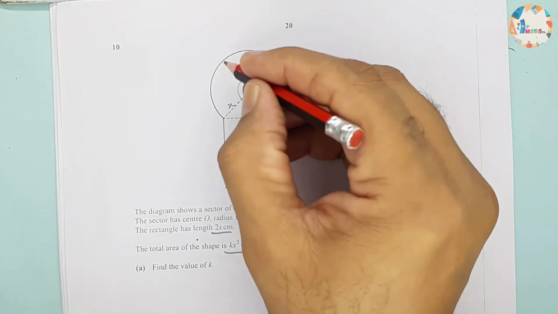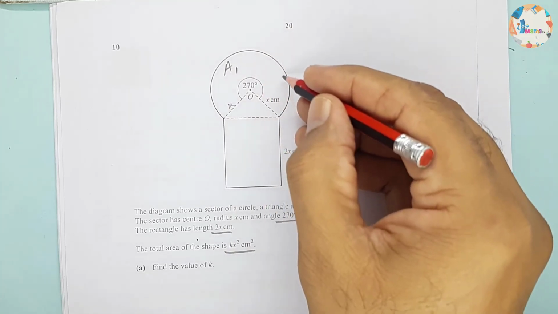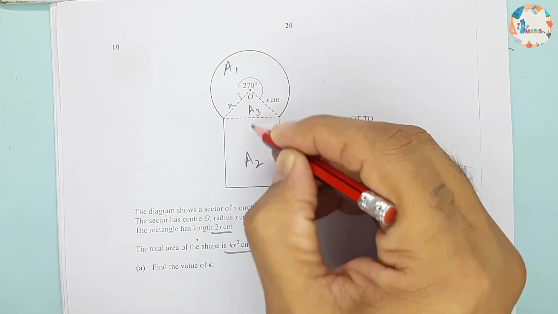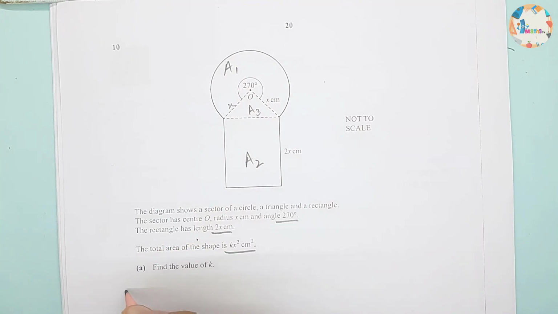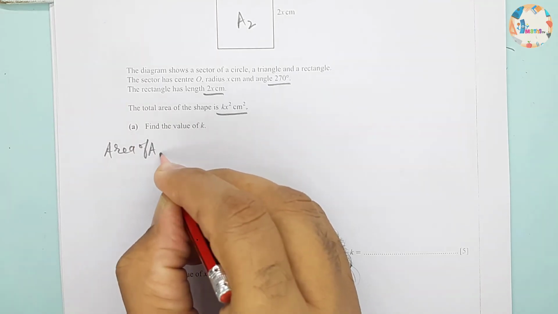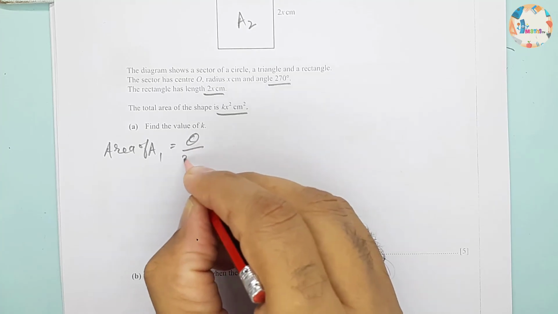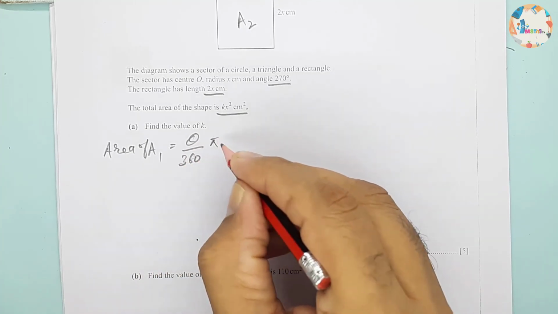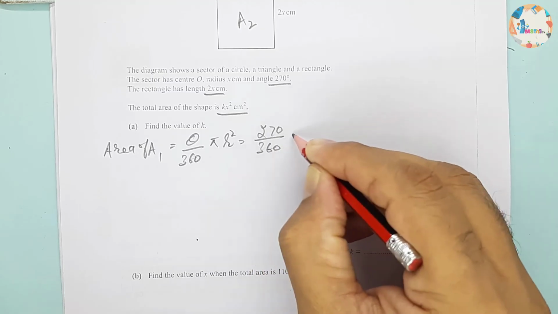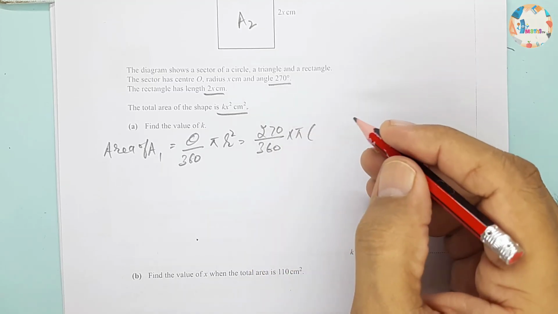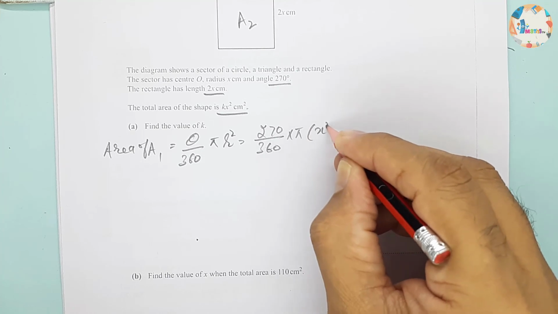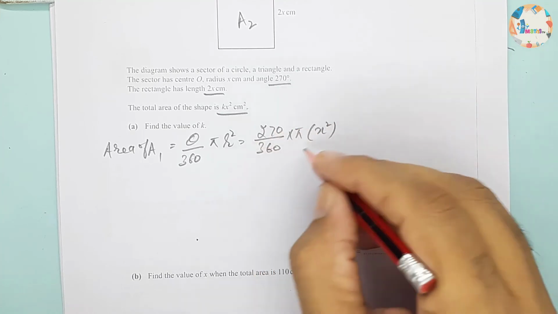We can split it basically into shapes, like for example this sector will be A1 shape. This one we can write as A2, and this will be A3, these three shapes basically. So area of A1, first we'll calculate this. Area of A1 will be equal to theta over 360. This will be the formula. And pi r squared, this will be the sector area. Theta is 270, which is provided, so 270 over 360 into pi, and r is given, which is x, so x squared. So this will be the area of A1.